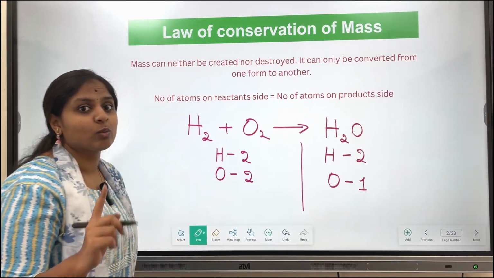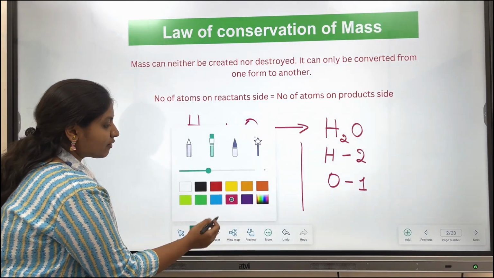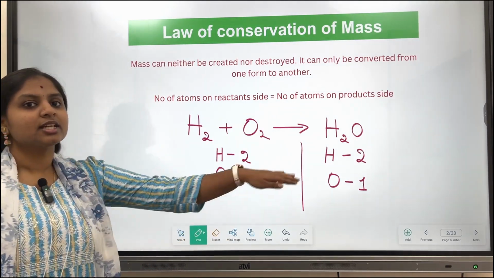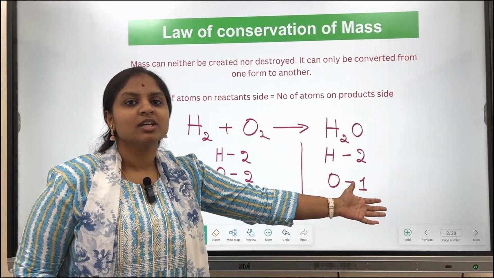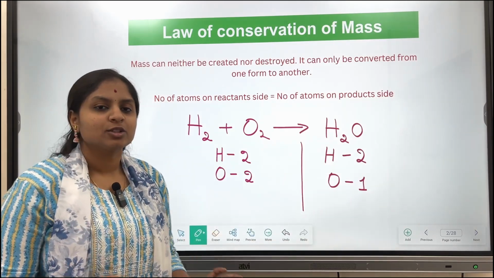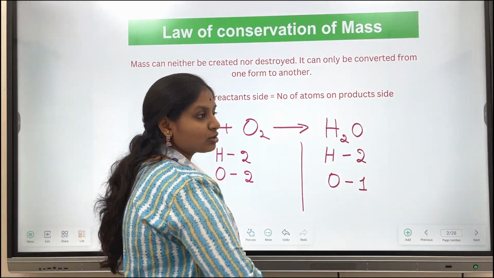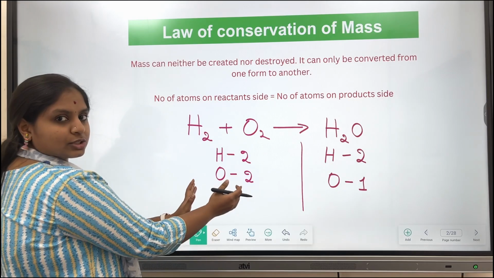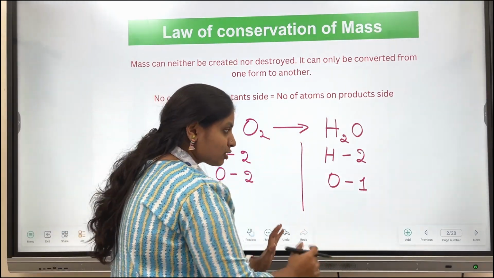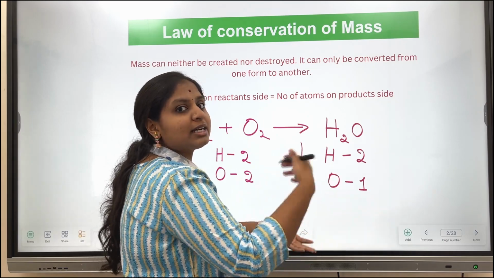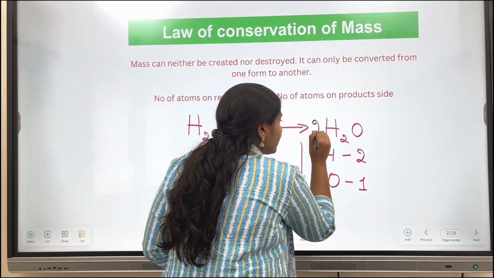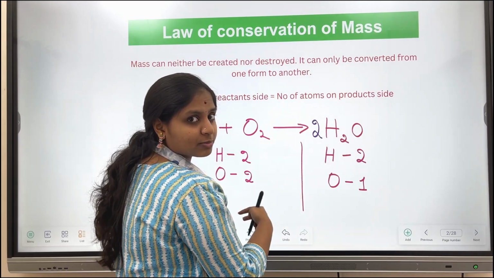atoms is just 1. So the law of conservation of mass says that the number of atoms should be the same, but oxygen atoms are not the same. So we have to balance it. To balance it, we'll go to the lesser side. Here oxygen is 2 on the reactant and 1 on the product. So we'll go to the lesser side and increase it. To increase it, we will multiply. So I am multiplying here with 2 because oxygen should be increased to 2.